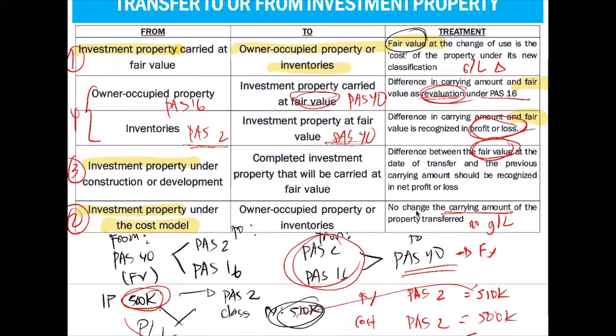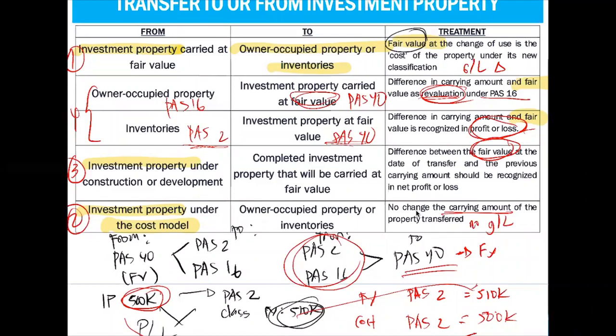Sir, bakit yung sa PAS 16 sa revaluation? Because if we will value our asset now at fair value, we are now using revaluation model. Kaya revaluation pa rin yung treatment. Sa PAS 2 kasi, if ever we will value it at fair value, you will still account it under profit or loss. Remember, if there is an increase or decrease on your lower of cost and net realizable value, it will be still included under profit or loss.